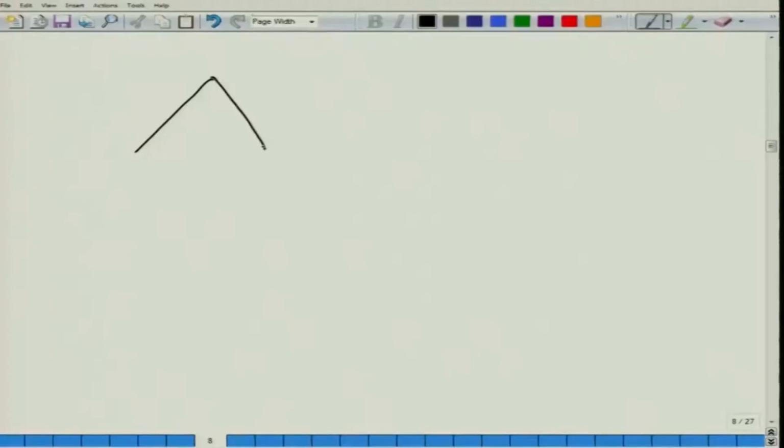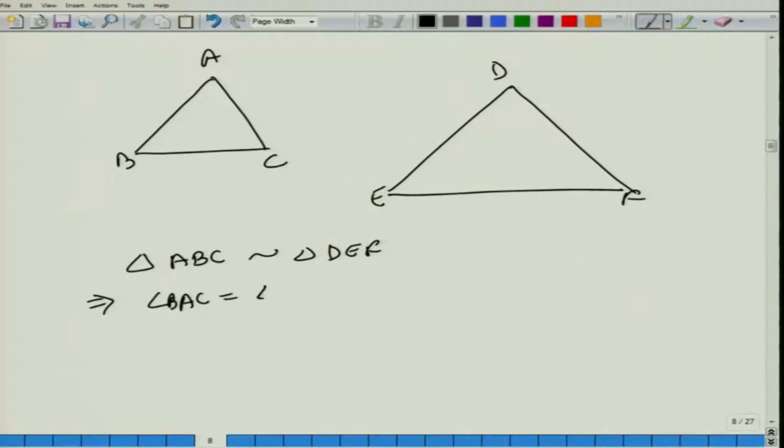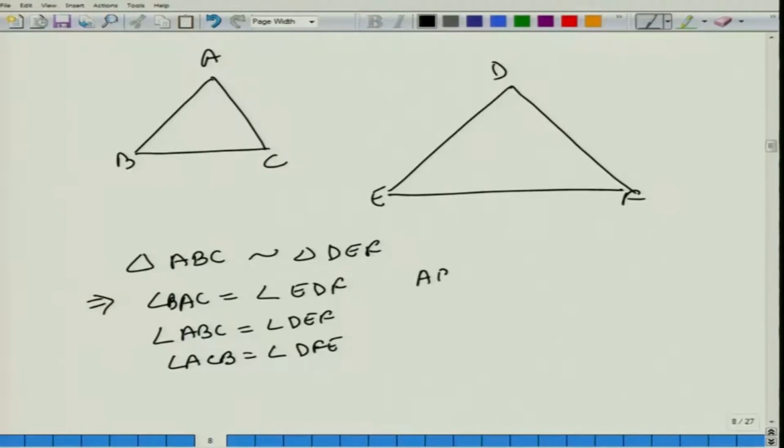consider two triangles ABC and DEF. Now, if we say that triangle ABC is similar to triangle DEF, it would imply that angle A or angle BAC is equal to angle EDF, angle ABC is equal to angle DEF, angle ACB is equal to angle DFE, and also that the sides of the triangle are in a constant ratio, or AB by DE is equal to BC by EF is equal to AC by DF, which would be equal to some constant K.